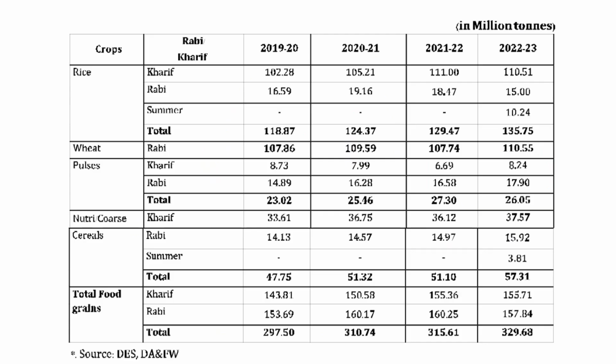Previously we discussed production in lakh tons, but now the unit is million tons. So you can read this table. Overall, please remember trends, especially for the last 4 to 5 years. 297 million tons in 2019 and now 329 million tons production of total food grains. So it is continuously increasing.